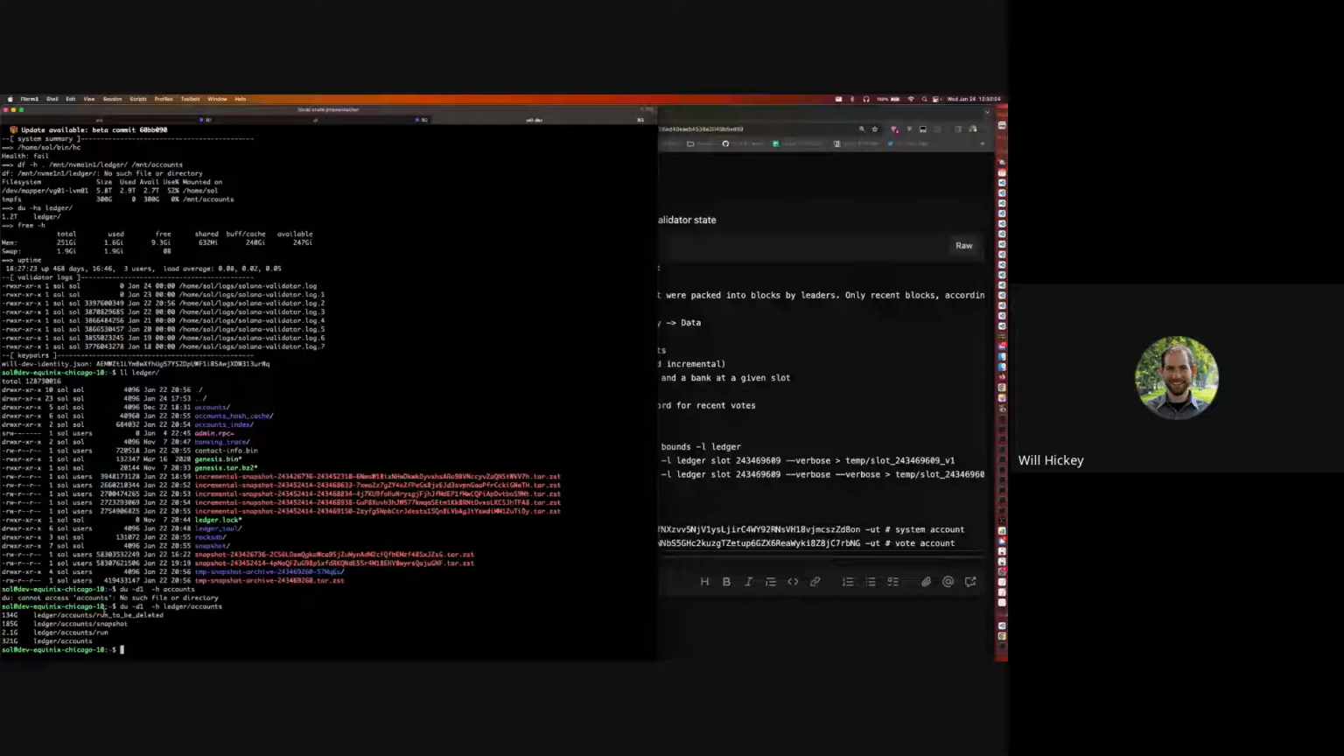So yeah, accounts, it looks like on this node, which is on mainnet beta, accounts is 321 gigs. So, you know, you could put that in memory, but it's going to need to be a reasonably beefy node to have that in addition to everything else.